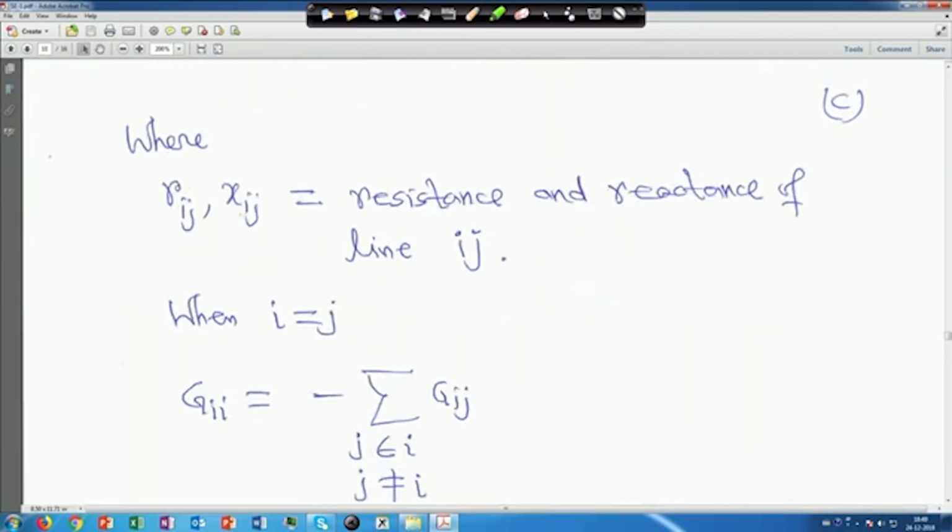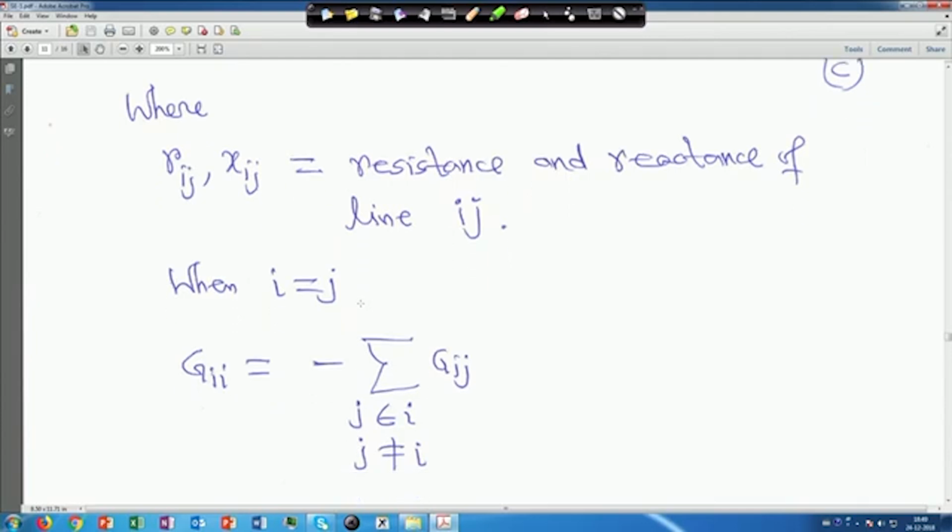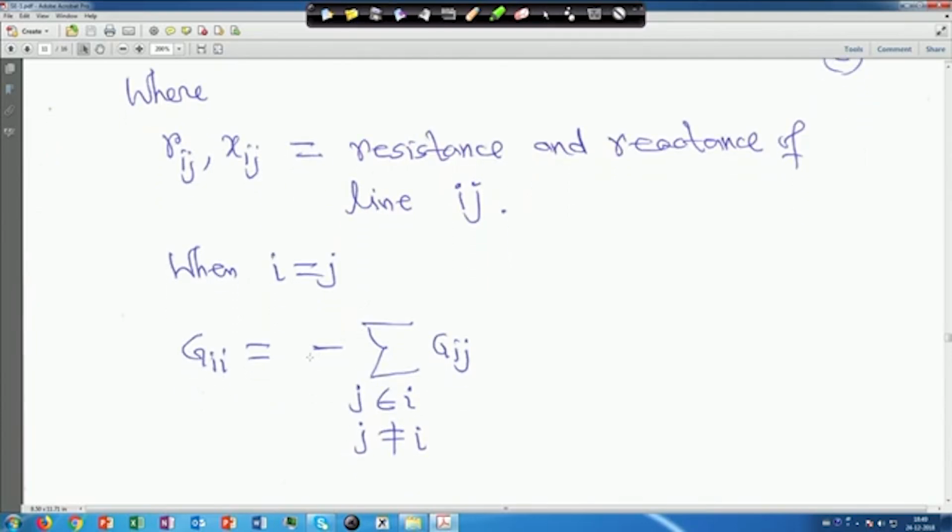So, where R_ij and X_ij are the resistance and reactance of the line ij or branch ij respectively, when i is equal to j, G_ii will be equal to the sum over j belonging to i, but j not equal to i, of G_ij. So a minus sign will be there before that.